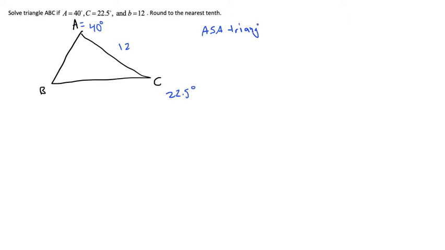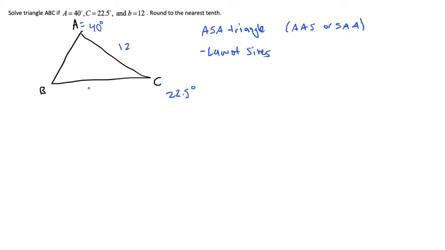Now actually, in an ASA triangle, it doesn't matter which two angles or which side is given, because as long as we're given any two angles, we can always find a third. So ASA, we can call it the same as AAS or SAA. As long as you have two angles and any side, that's called an ASA triangle. So in this case, we need to use the law of sines. We're going to use the law of sines to solve this triangle.